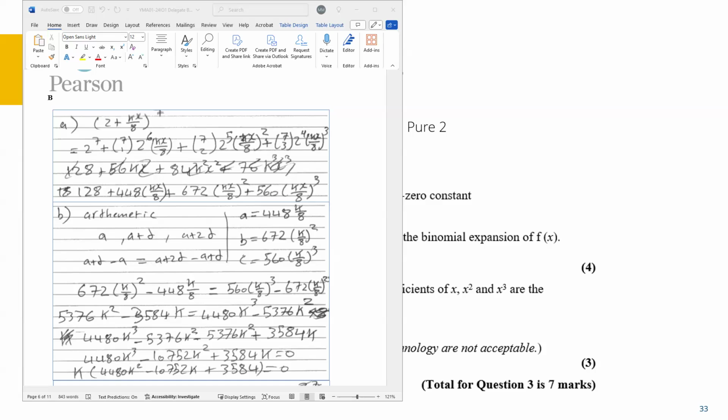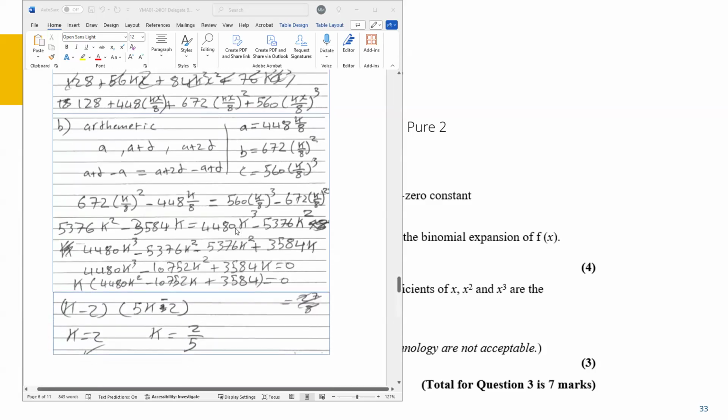Looking at part B, here they have the correct equation, but then incorrectly simplified. There's an error of method, not a numerical error. So they will only get the first method mark. They will lose the second method mark, and they would also lose the accuracy mark as well, as the values of k are not correct. So that's how the marks were given.